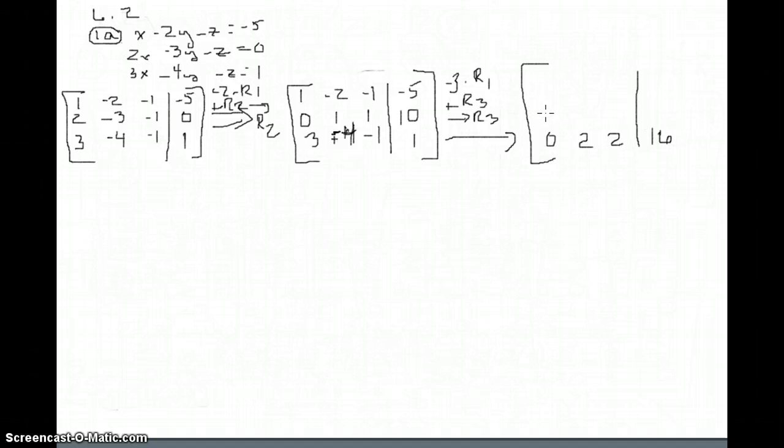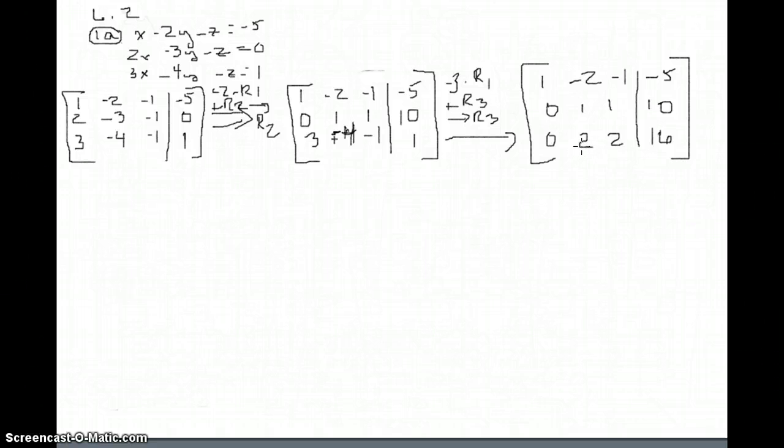Okay, so I can copy the other rows down. 0, 1, 1, 10, 1, -2, -1, -5. Okay, I have 2 of my zeros. Now I need this to be 0. Well, it looks like I can just add row 1 and row 3 together.